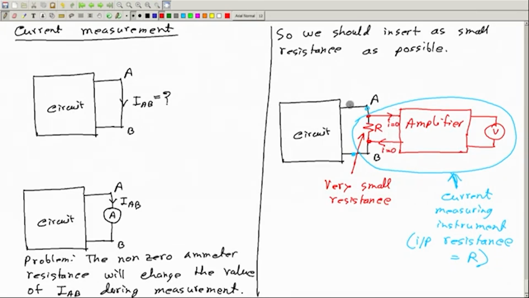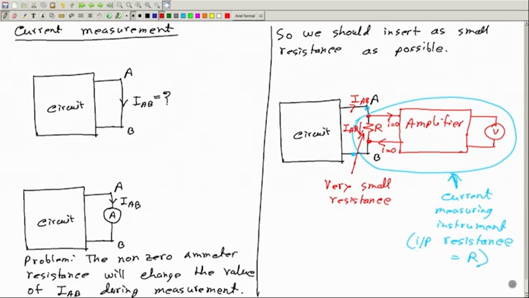So this current, if you call it IAB, flows almost through this resistance R. So this is also IAB. It flows through this resistance R. It doesn't go to the amplifier. That's the beauty of an amplifier. That is one of the necessary properties of an amplifier, that it should not take any current. It should not draw any current or draw minimum possible current.